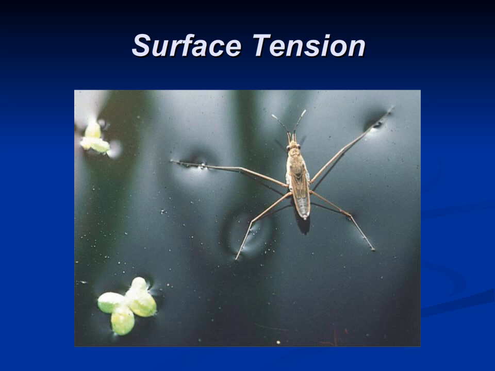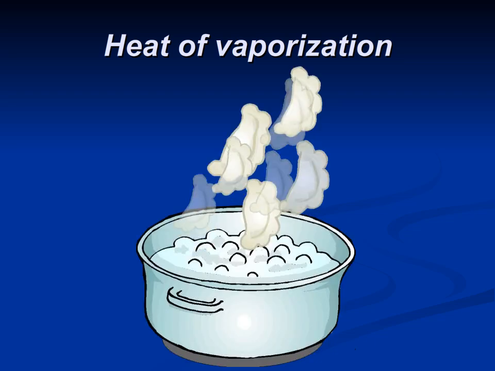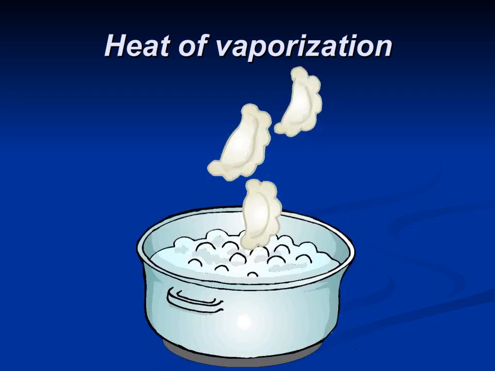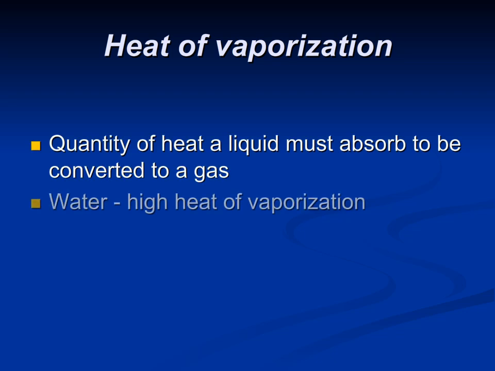Now, on to the next interesting property. Heat of vaporization. What does that mean? Well, think of a pot of boiling water. As the liquid water reaches its boiling point, the water molecules become so energetic that they vaporize into the air, becoming a gas. This vaporized water is what we call steam, and the heat of vaporization is the amount of heat any liquid must absorb in order to change into its gaseous state. Water has a very high heat of vaporization compared to most other liquids.